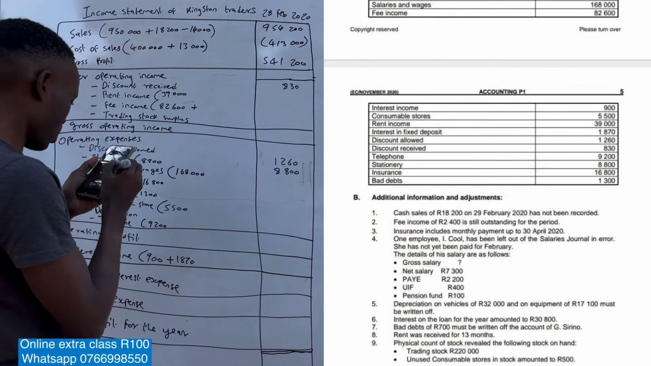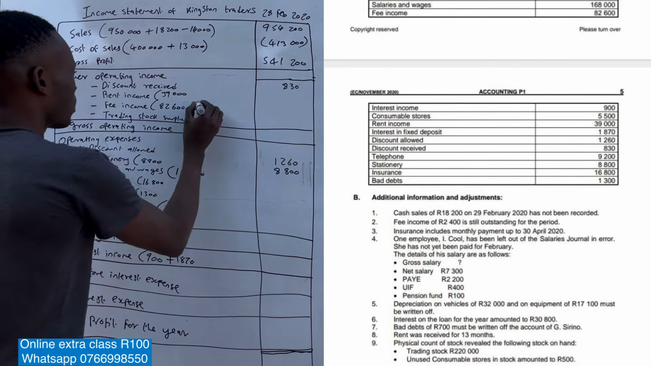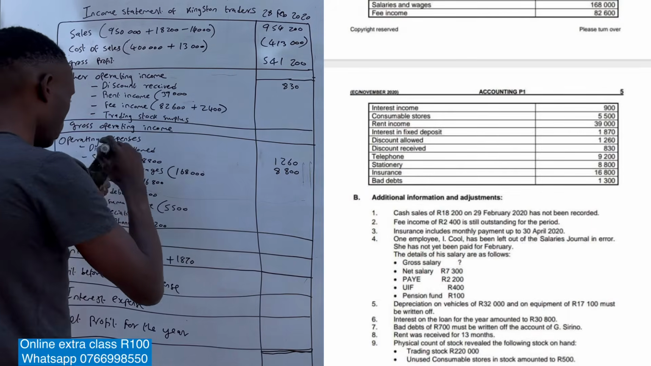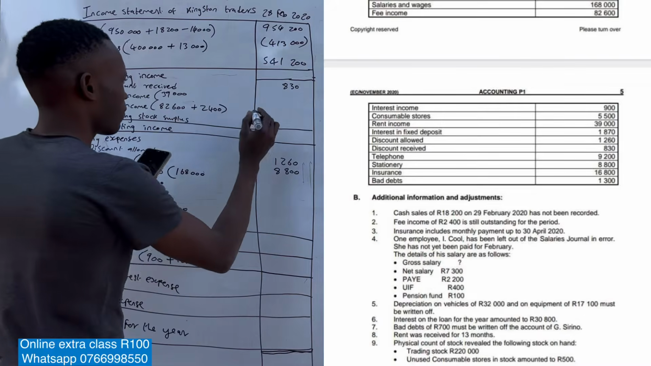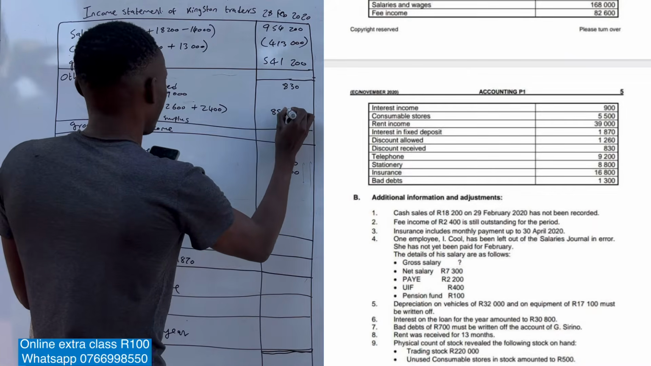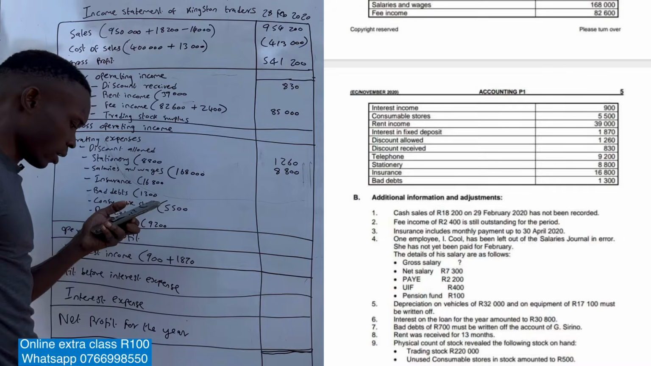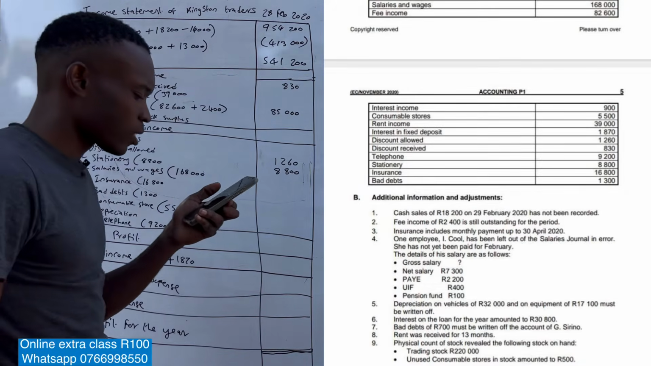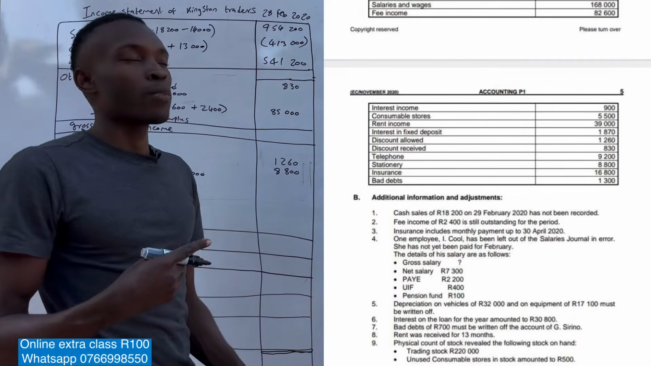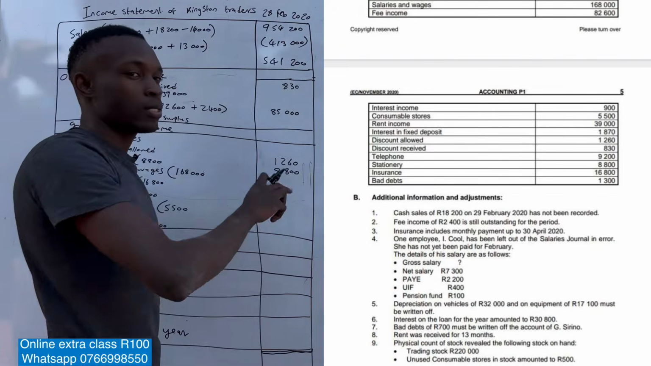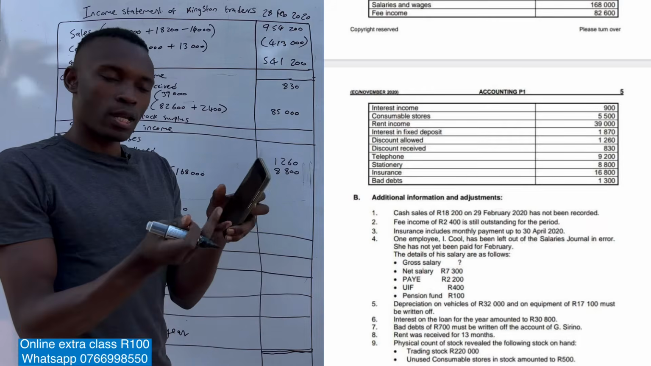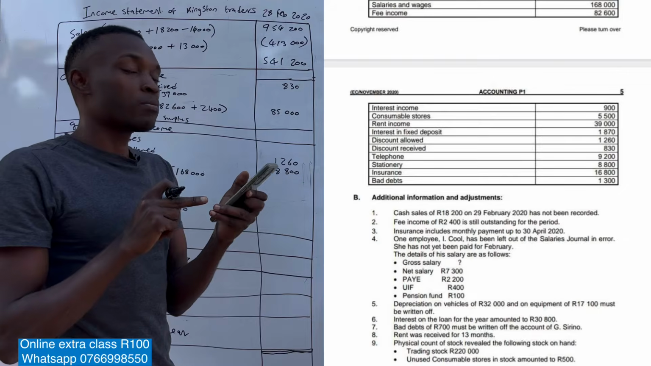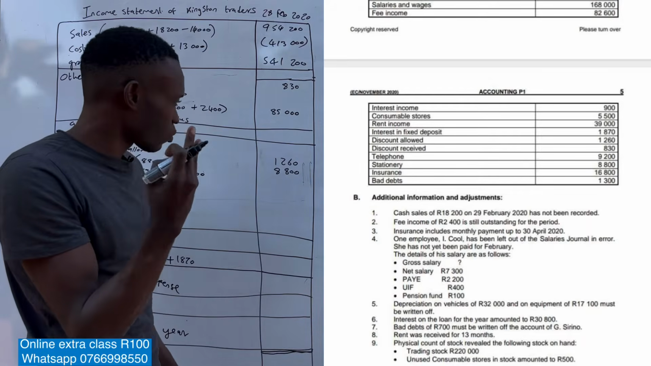Fee income is 2,400. We have to add it, and it's going to give us how much? 85,000. Okay, and the next one, insurance. They said insurance includes monthly payments up to 30 April 2020. You see now, our cutoff is 28 February, but they recorded March and April because they said up to April, which means that they added 2 months, which does not belong here.